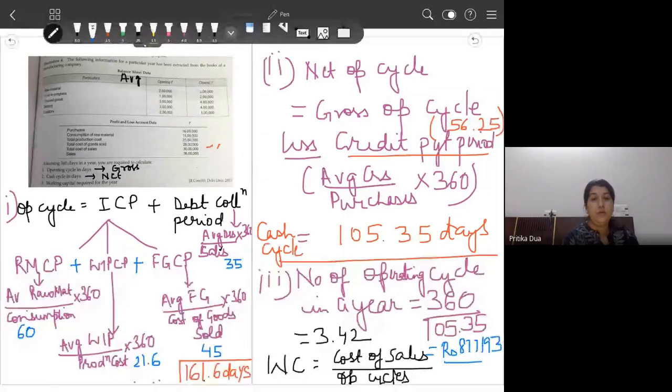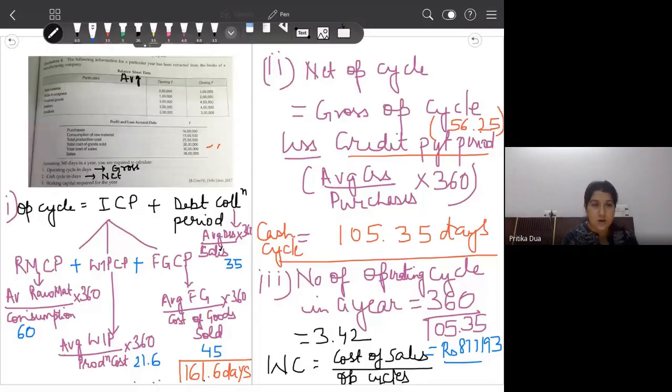Okay, if you want, you can check the answer also. What is working capital requirement? The money you need to put in current assets less the current liabilities. So your current assets here are raw material, work in progress, finished goods. These three are your current assets. Your debtors are your current assets, and creditors are your current liabilities.